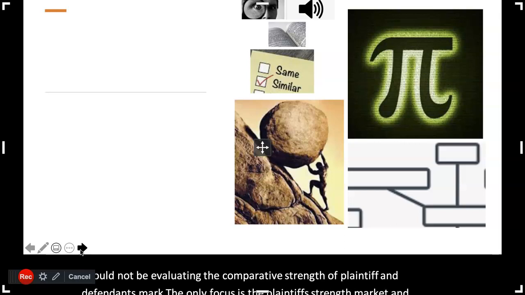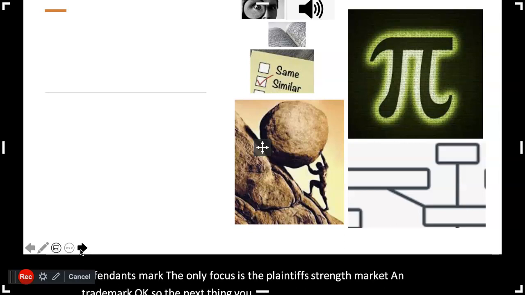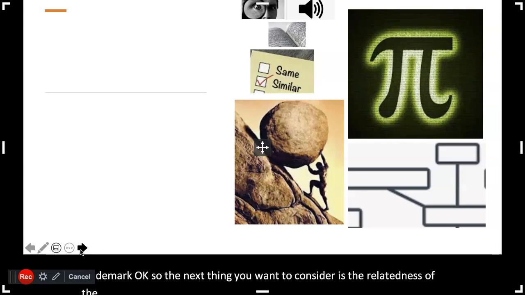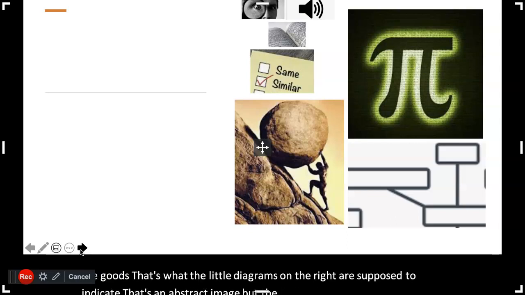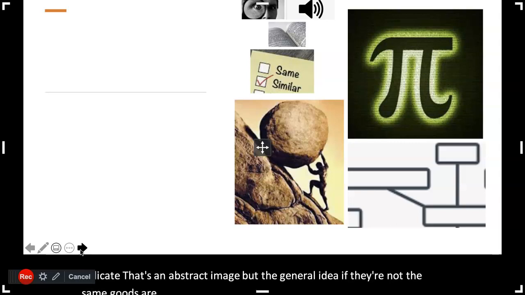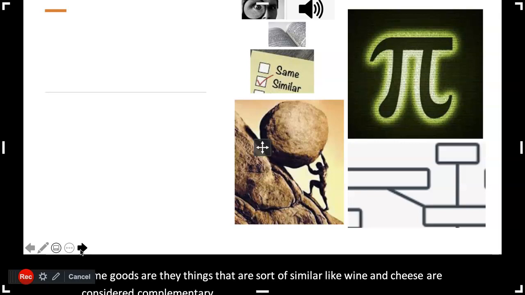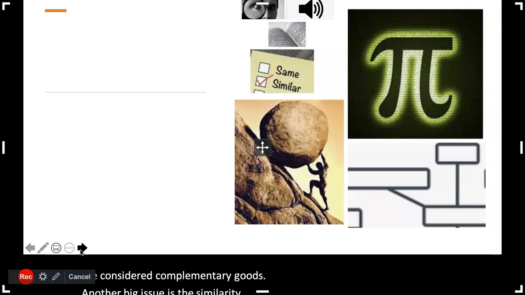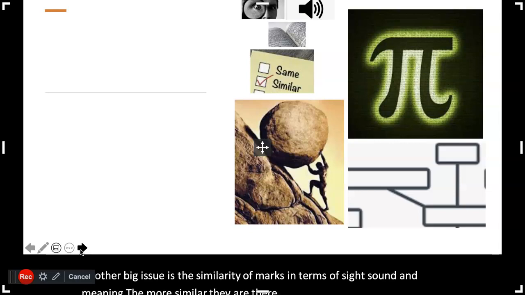Okay. So the next thing you want to consider is the relatedness of the goods. That's what the little diagrams on the right are supposed to indicate. That's an abstract image, but the general idea is, if they're not the same goods, are they things that are sort of similar, like wine and cheese, which are considered complementary goods. Another big issue is the similarity of marks in terms of sight, sound, and meaning. The more similar they are, the more likely there's to be confusion, especially if it's a strong mark.